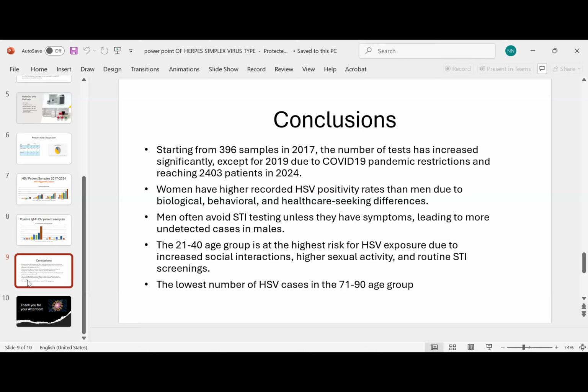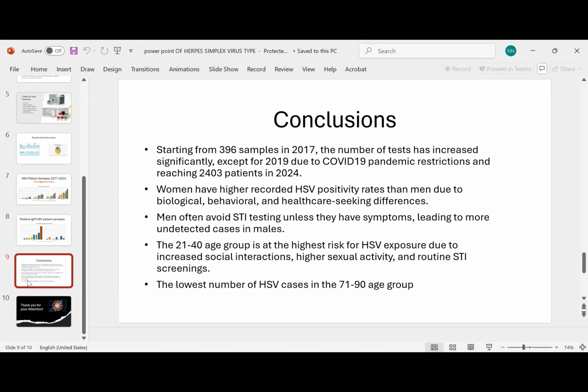Women have higher recorded herpes simplex virus positivity rates than men due to biological, behavioral, and healthcare-seeking differences. The higher herpes simplex virus positivity rate in women is a result of biological susceptibility, healthcare-seeking behavior, partner transmission dynamics, and routine pregnancy screening. Encouraging more frequent herpes simplex virus testing among men could help balance the detection rates and provide a clear picture of infection distribution.